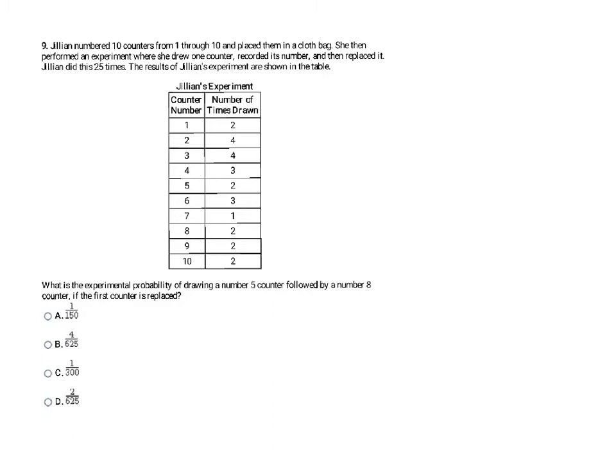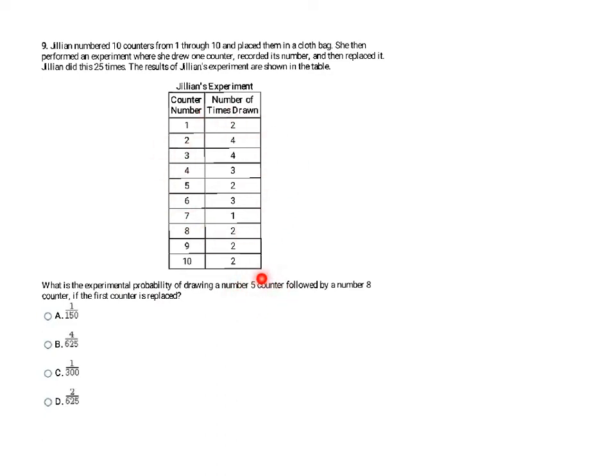My next question says, Jillian numbered 10 counters from 1 through 20 and placed them in a cloth bag. She then performed an experiment where she drew one counter, recorded its number, and then replaced it. Jillian did this 25 times. The results of Jillian's experiment are shown in the table below. What is the experimental probability of drawing a number 5 counter followed by a number 8 counter if the first counter is replaced? So experimental probability means that we have to use this table.